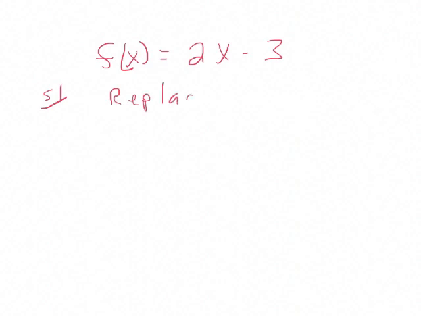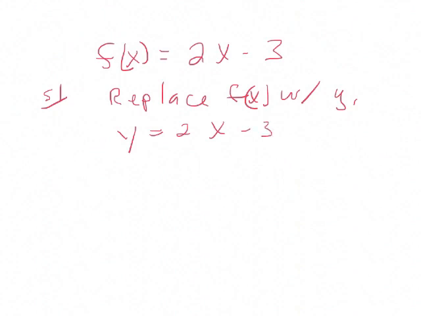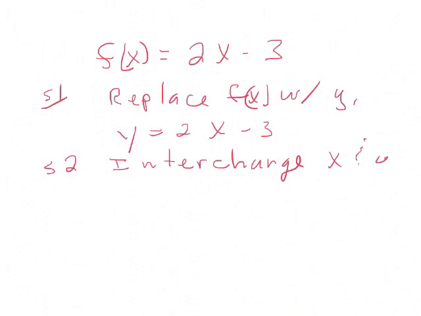Replace f of x with y. Okay, so let's do that. Y equals 2x minus 3. Step 2, I'm going to interchange x and y. So let's do that. So where y is, I'm going to put x. Where x is, I'm going to put a y. So it's going to be x equals 2y minus 3.